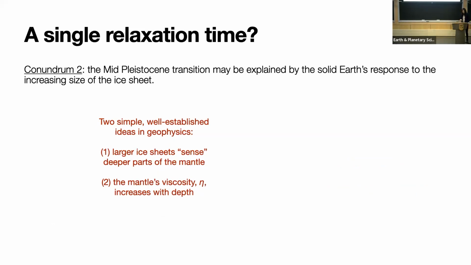And so the results I'm going to share with you today are based on two very simple, well-established ideas in geophysics, and that is larger surface loads, in our case ice sheets, sense deeper parts of the mantle, or their deformation penetrates the deeper parts of the mantle. And the second is that the mantle's viscosity, eta here, increases with depth. And so the result of these two very simple ideas is that tau r, that relaxation timescale of how the mantle flows once the ice sheet disappears, changes with differing ice sheet sizes.